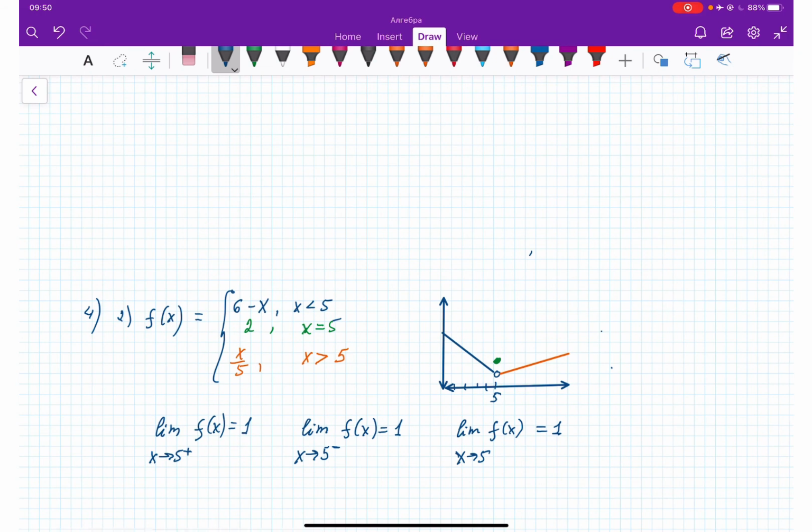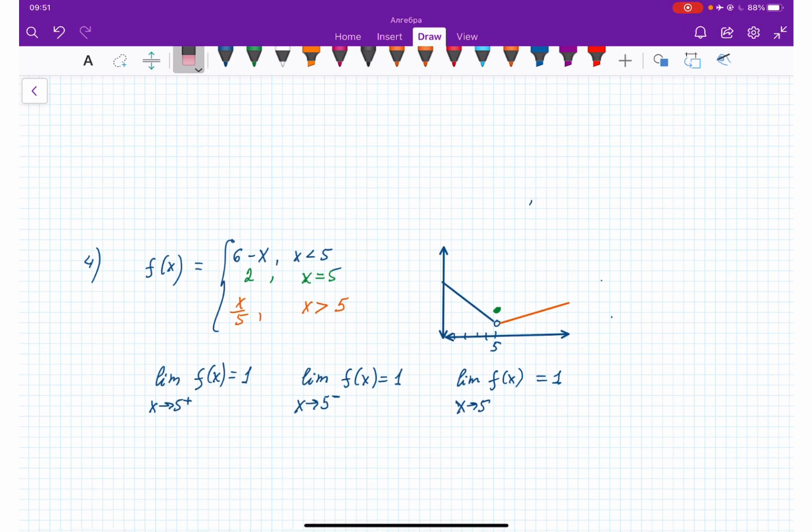Next, question number 4. The point I mark down with the dark green color. 6 minus x for x less than 5, in blue color. And 1/5 of x, where the slope is going to be much smaller, and we are taking the part where x is greater than 5. So these conditions limit the usage of each function. Okay, so let's find out.